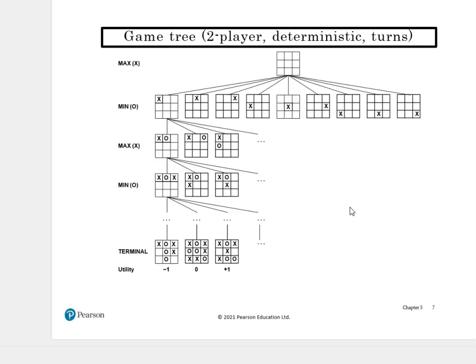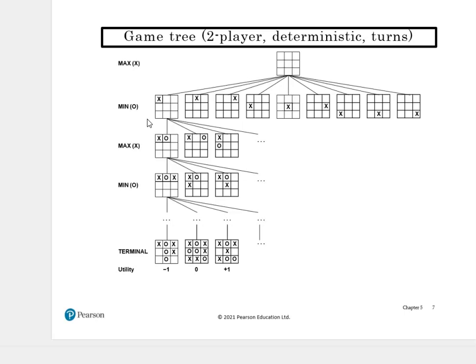So from the initial state with the empty board, Max has 9 possibilities for his action, right? He can take any one of these moves for Max, starting here. At that point, Min, depending on which action Max takes, has a number of possible moves he can make, and so on.